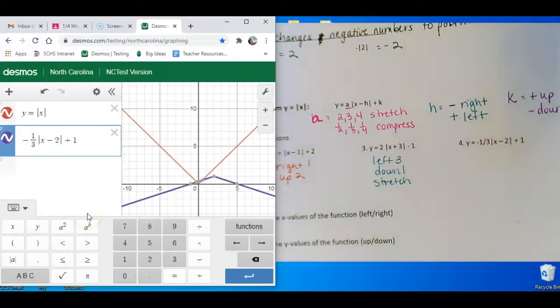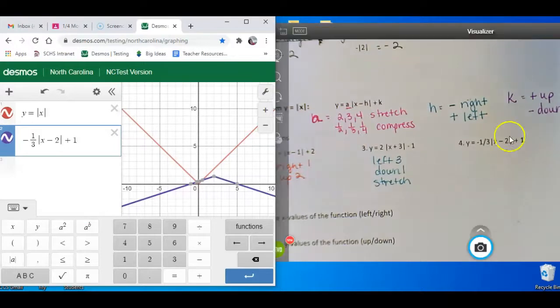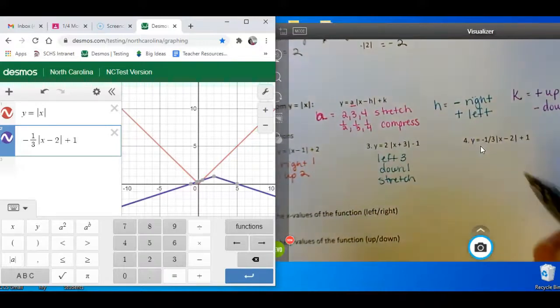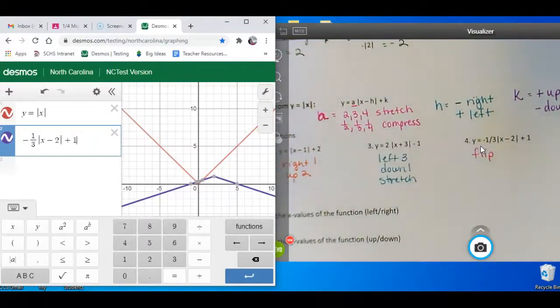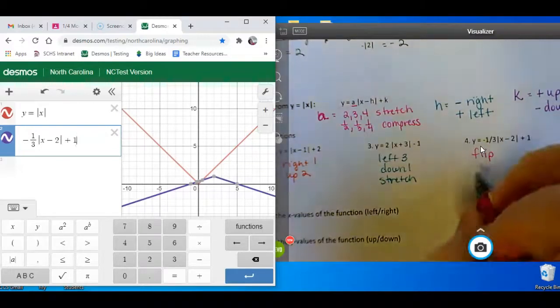So that graph looks really strange. Okay? Instead of going up, it went down this way. So that's a reflection. And what made that happen was this negative in the front. Okay? That negative made it flip over. So we're going to say that there's a reflection or a flip. Another thing that happened, it got really wide. And so you can say wide. That also means that there was a compression.